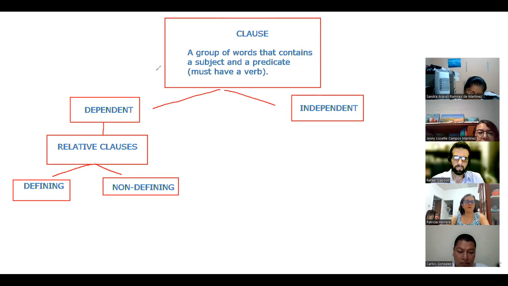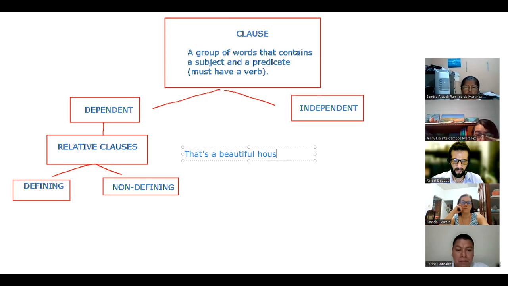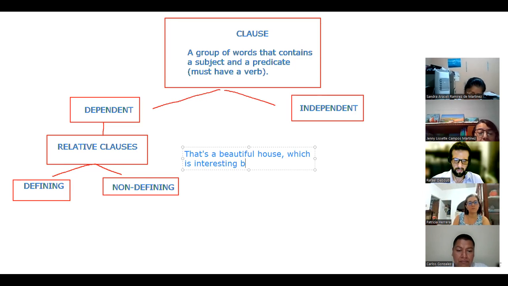So if I gave you an example, guys, let's say that I say, guys, I'm gonna say something controversial. Mexico... no, let's use another one, hold on. What if we say, guys, that's a beautiful house, which is interesting because this place is dangerous. All right.